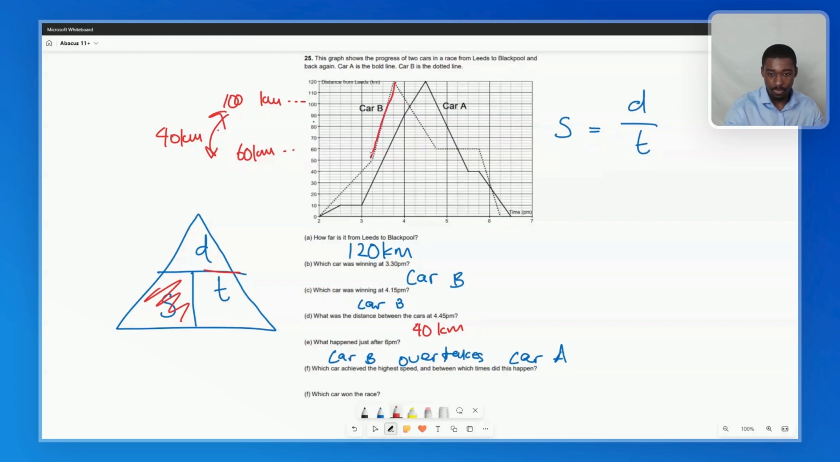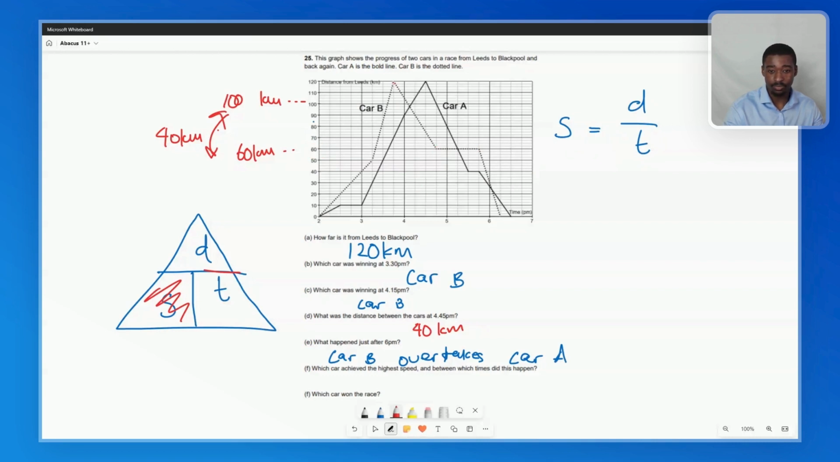If we take a look at this line, we've covered a lot of distance on the y-axis in a short amount of time on the x-axis. So we're going pretty quickly there. But if we compare that to this area over here, we've covered zero distance. Over here, we're at 60 kilometers from Leeds. Here, we're still at 60 kilometers from Leeds, but time has passed. And therefore, it's a very low distance and a high time. And therefore, it's a low speed. So here, we're looking for steep lines.